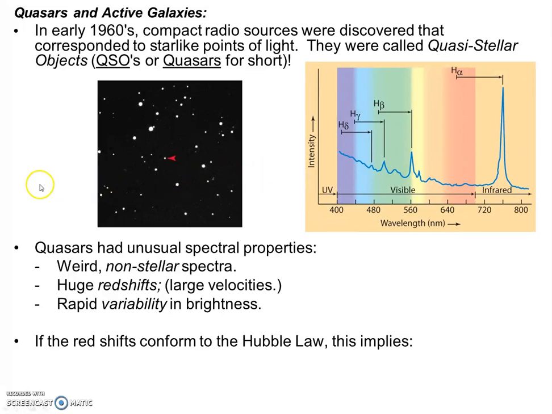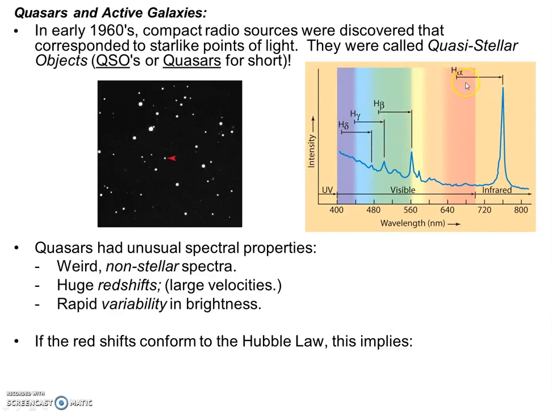The thing is, if the redshifts conform to the Hubble law, remember the Hubble law said that the distance of the object was equal to the velocity that it's receding from us divided by the Hubble constant. If you just flip around the Hubble law and solve for distance, we know the distance is basically proportional to how fast the object's moving away from us. The faster galaxies are redshifted away from us, the farther away they are.